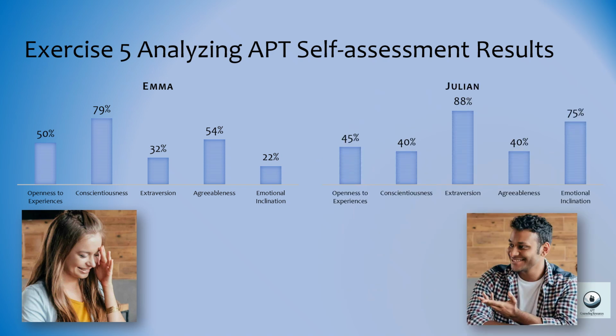As we did in exercise 4, let's ask ourselves which personality traits might represent areas where this couple might experience conflict. Pause the video and think through what we learned about Emma and Julian and see if you can determine where they're likely to experience difficulties. Resume the video when you're ready to hear our perceptions.